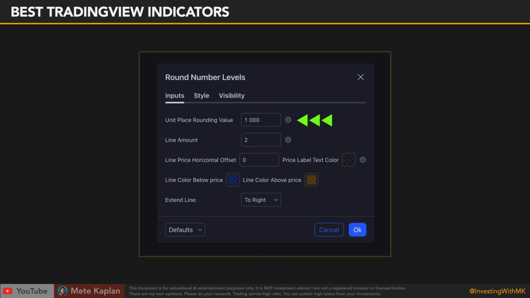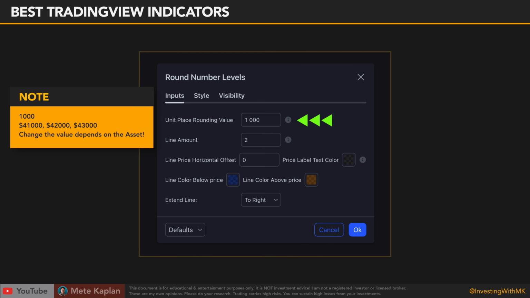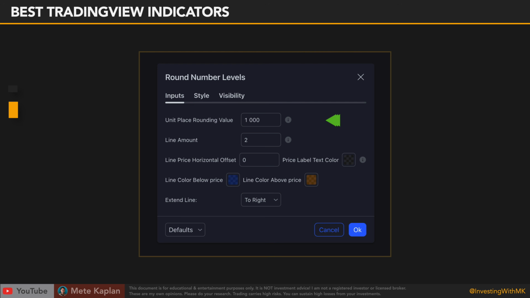Since I mostly trade Bitcoin, I look for every $1,000 level, such as $40,000, then $41,000, and then $42,000. But if you trade other pairs like in the Forex market, this number will be much smaller. I again use low transparency levels for the colors.